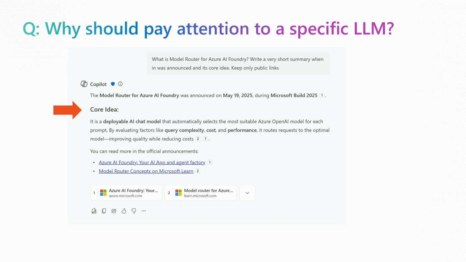How many of you use ChatGPT on your phone? Did you notice a model selection on top? You can select different models when you ask your questions. Did anyone pay attention to that? Do you really care?